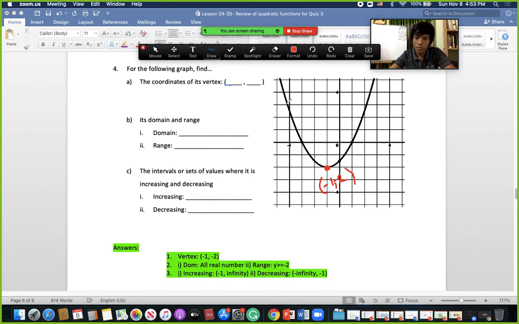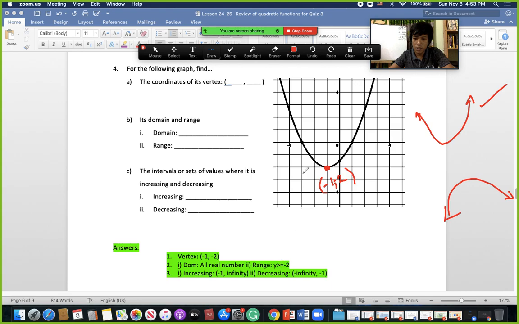And the domain of this function: for any quadratic function, as I said many times, whether it is open up or open down, the domain is all real numbers, because on both sides it is going forever. This arrow is saying that it will go forever on this side, and on the other side also it will go forever. That's why the domain is all real numbers.